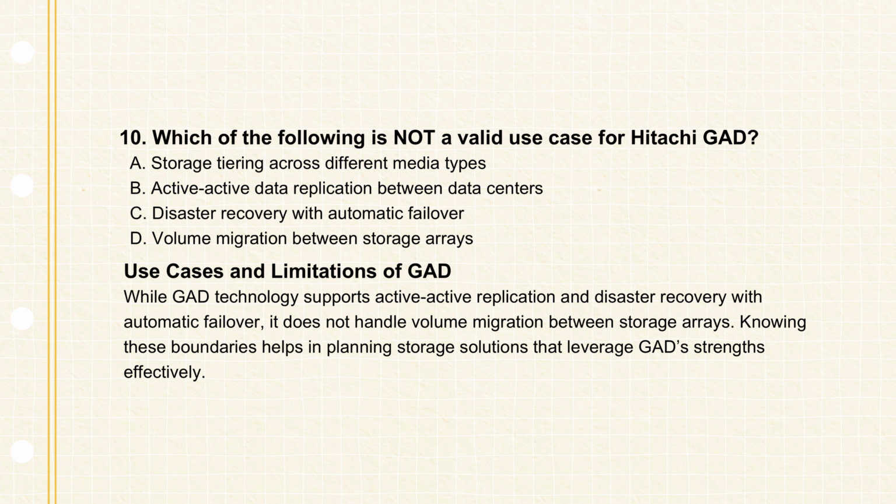All right, final question we're going to pull from this source material. This one asks, what is not a valid use case for Hitachi GAD? So what it's not typically used for. Okay, yeah, this particular question in the source, its presentation is a little interesting. Oh, how so? Well, the source states that the correct answer option is A, which is storage tiering across different media types. Okay, so GAD isn't for storage tiering. Makes sense. Right. However, the explanation provided in the source actually focuses on a different answer option, option D. The explanation says that volume migration between storage arrays is not a typical function of GAD.